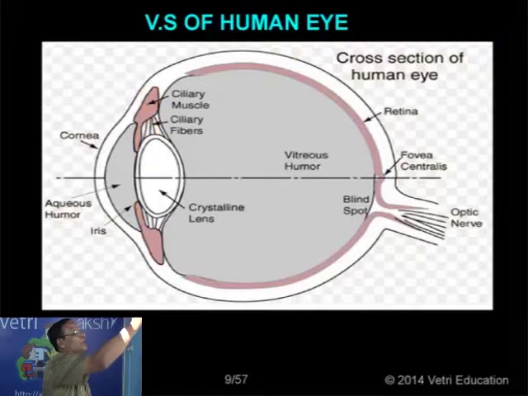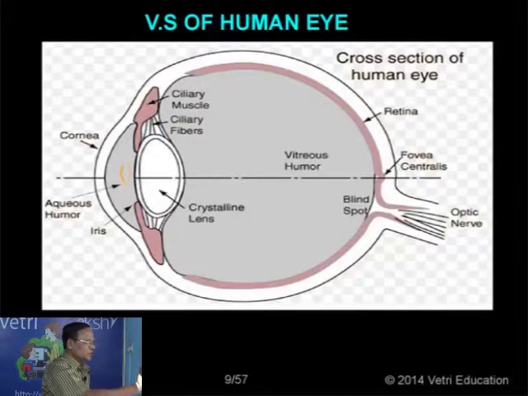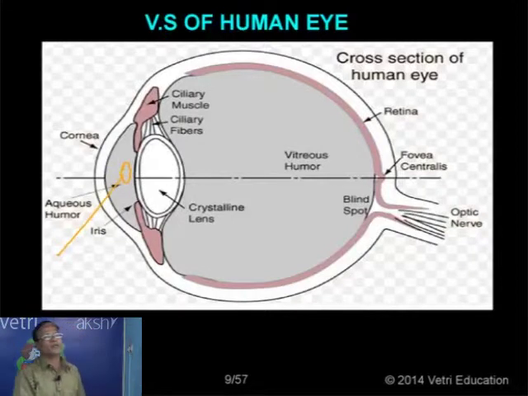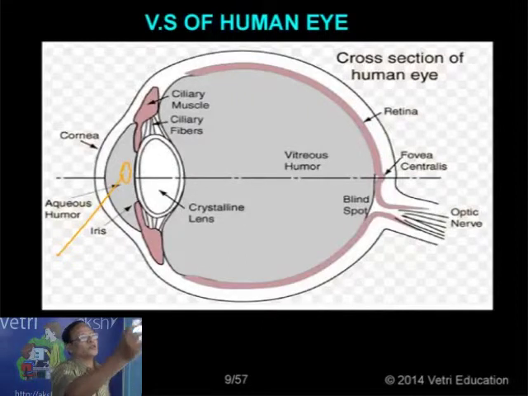So we have the middle coat produced in the ciliary muscles and the iris. It leaves a small opening. This opening is called the pupil of the eye. And this is the cornea. Now let's go further, other structures.